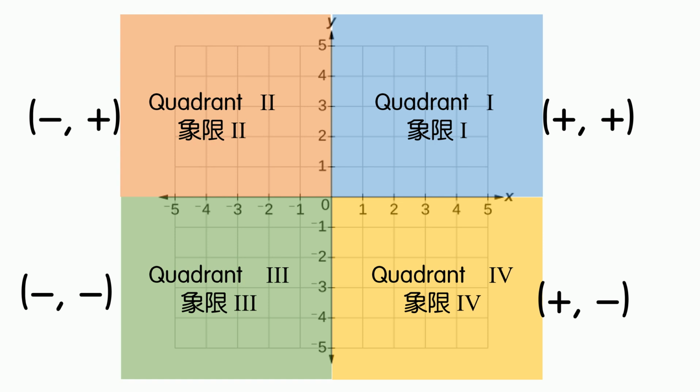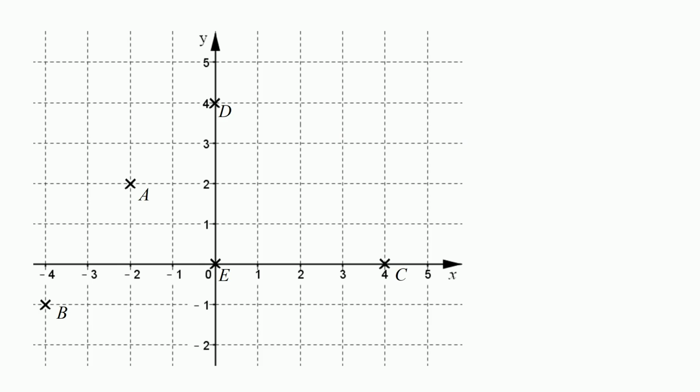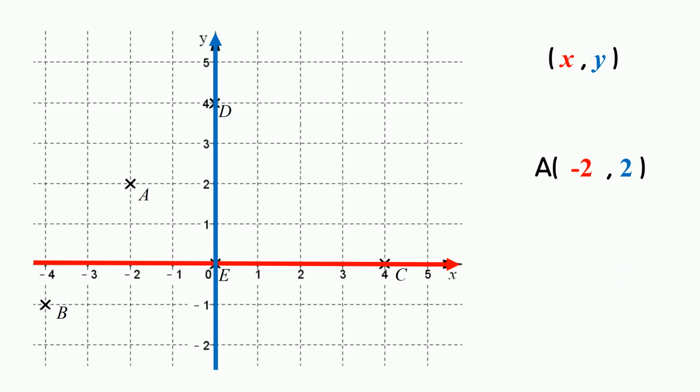Now, let's do some exercises. For example, there are some points. We need to read the coordinates of these points. So remember that you should read x first and then read y. For point A, we start at the origin. We need to move 2 units to the left, which is -2, and then move 2 units upward. So after looking at these 2 axes, we note that the coordinates of A are (-2, 2).